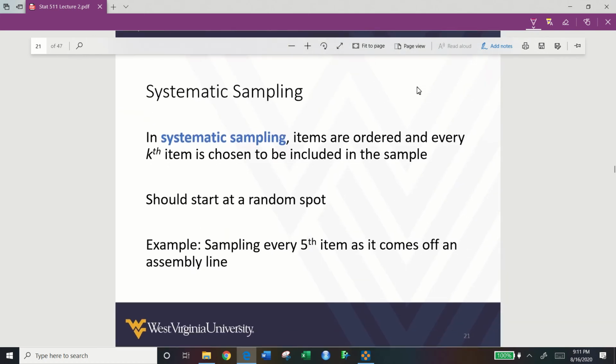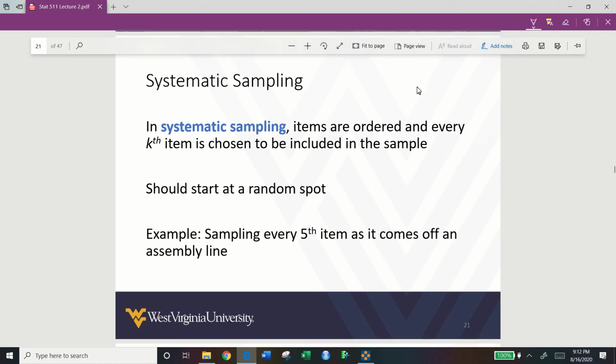Another type of sampling is called systematic sampling. In systematic sampling, items are ordered and every kth item is chosen to be included in the sample. And in this, you should start at a random spot, meaning you would sample every fifth item as it comes off an assembly line and check its quality, or if it was a bag of chips, you might be checking its weight.